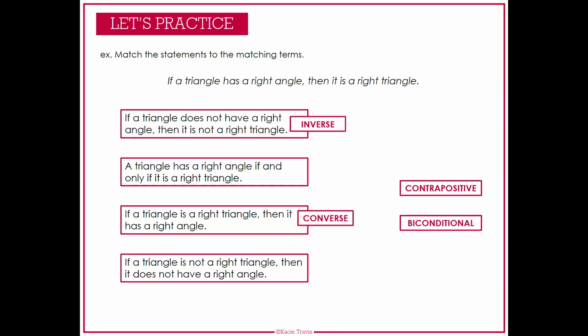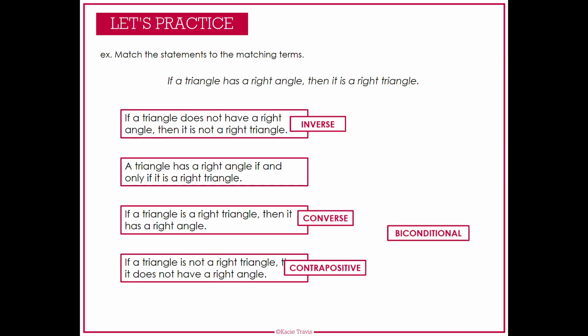Next one, we got contrapositive. We're taking the not version of our converse. So that one would be this one right here on the bottom. If a triangle is not a right triangle, then it does not have a right angle. And then biconditional is usually the easiest to see because it has that main tell, "if and only if." So that's the one right there.